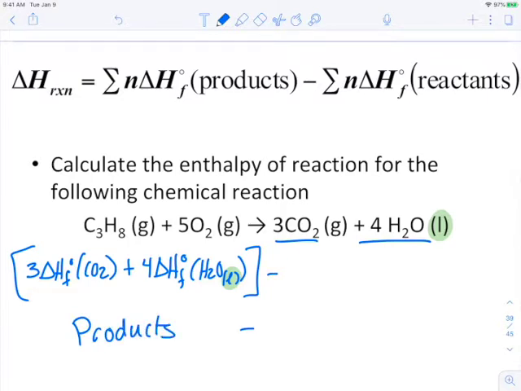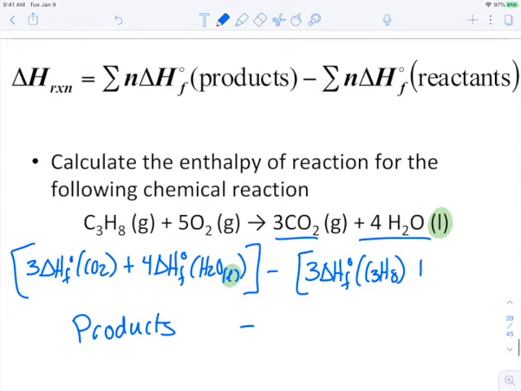And we will subtract out our reactants. All right, so here we're going to have 3 times the delta H of formation for C3H8 plus 5 times the delta H of formation for O2, like so, and these are our reactants. All right, so questions on anything here so far?